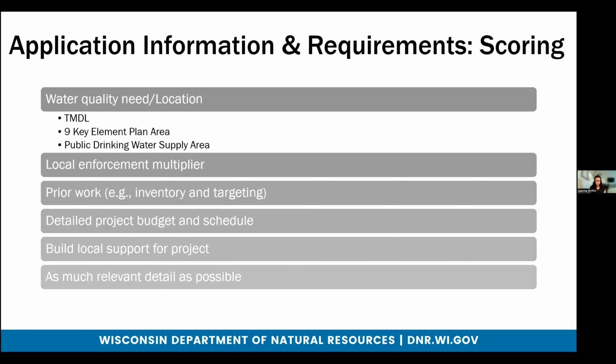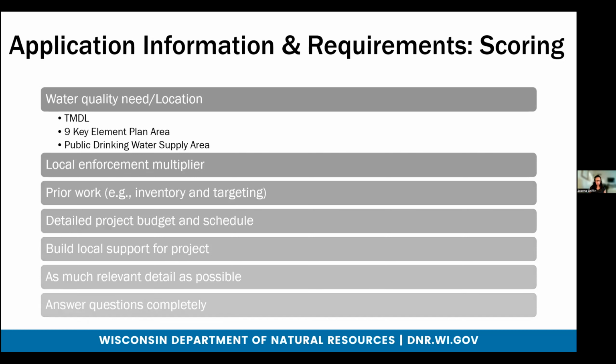We want as much relevant detail as possible, and we want you to answer the questions completely. So scores may increase or decrease based on how the questions were answered. And some questions on the application forms require a narrative response and are more qualitative. So in those cases, scores are based on the following. Was the question answered? To what extent was it answered? Like how much detail was provided? Were all the components addressed? And was the answer clear?